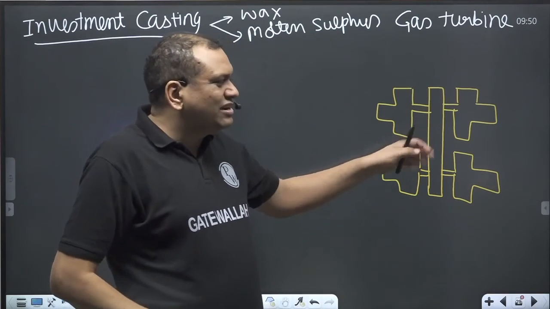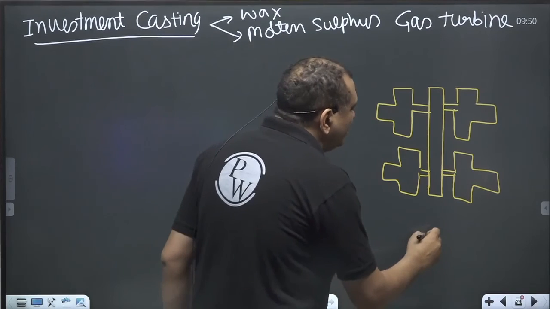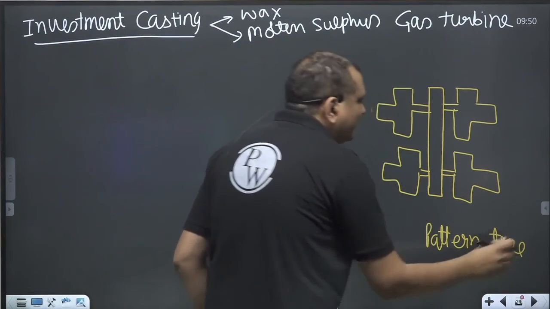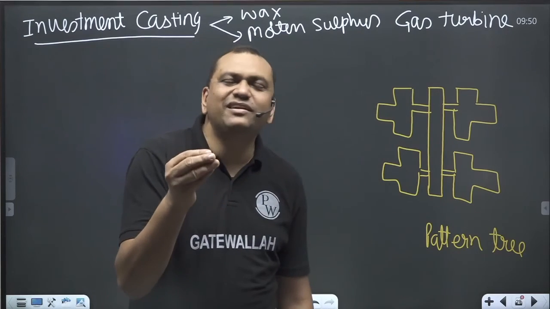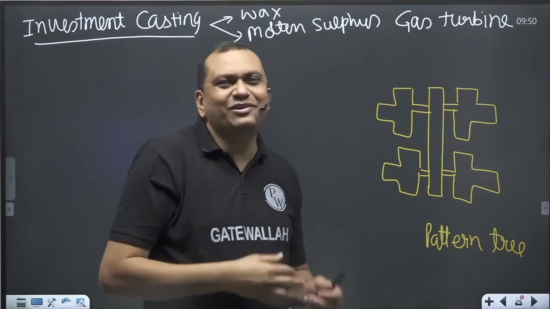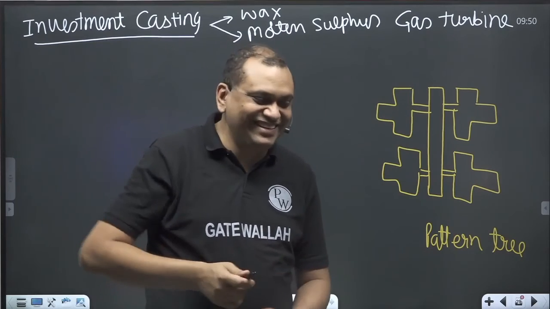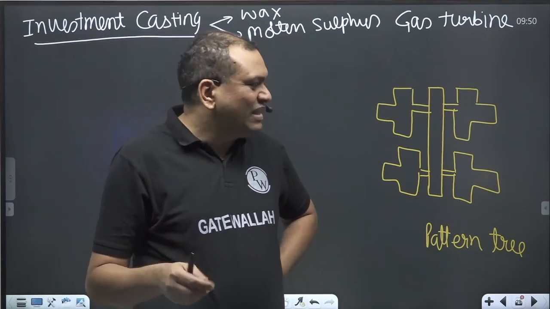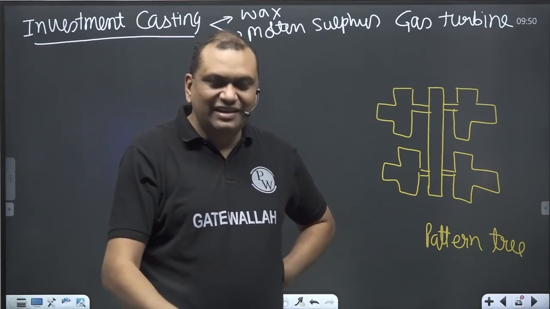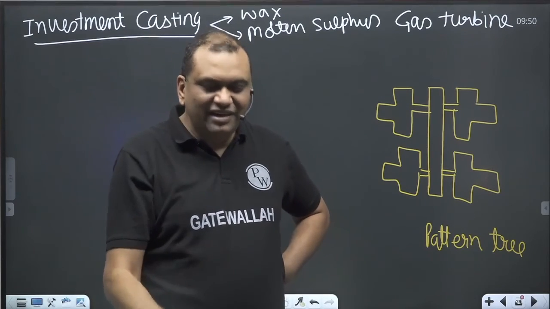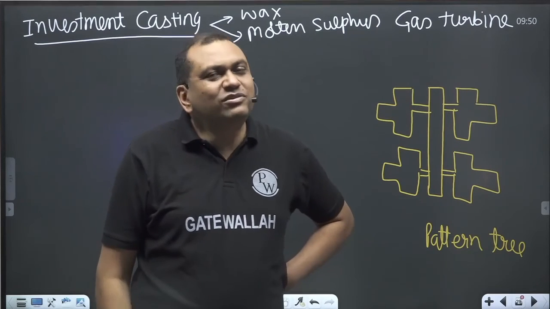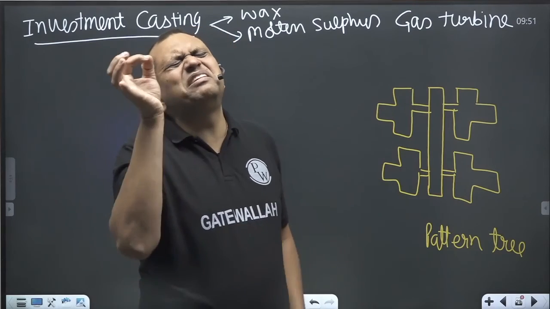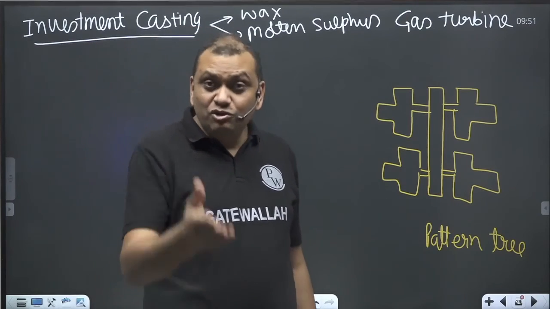So now how to clean this pattern tree? This pattern tree is dipped into alcohol. Put it in the alcohol, take it out, again put it, take it out. By 2-3 repetitions, the wax will become crystal white. You can do this experiment.